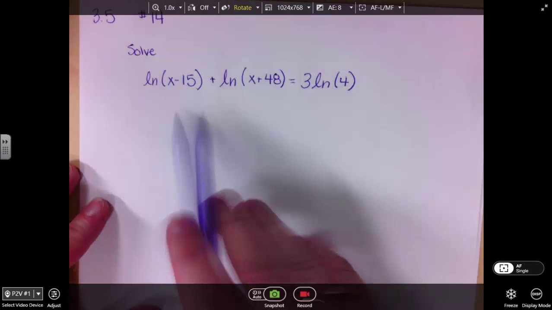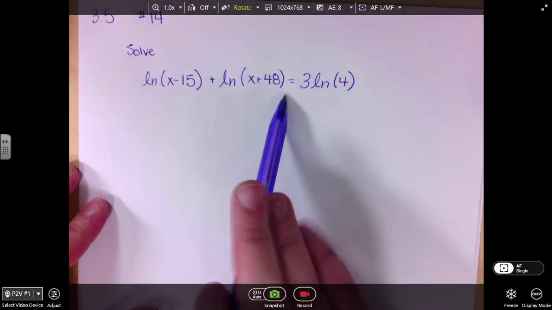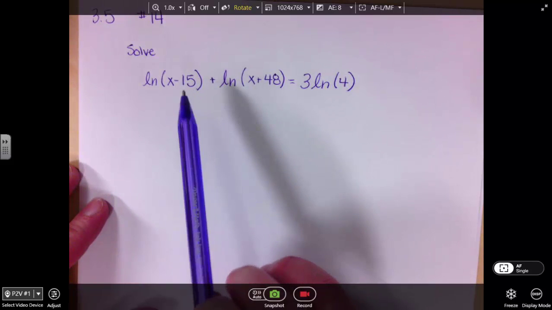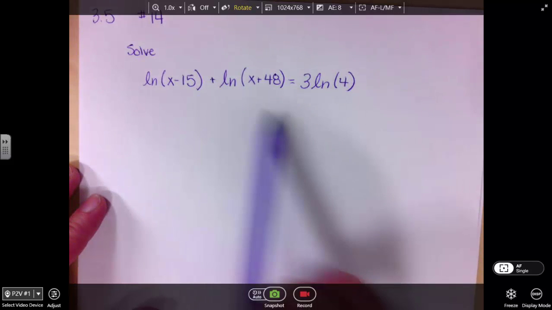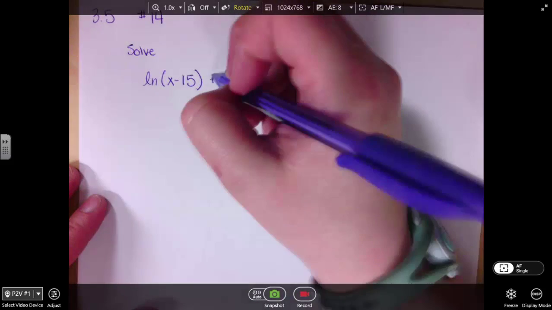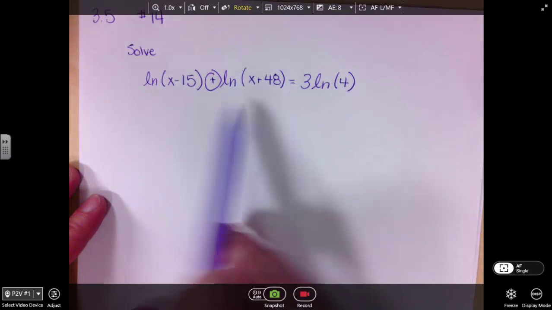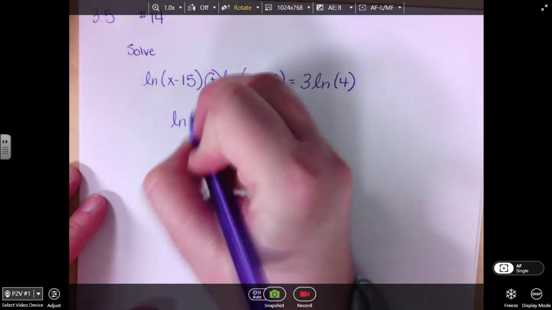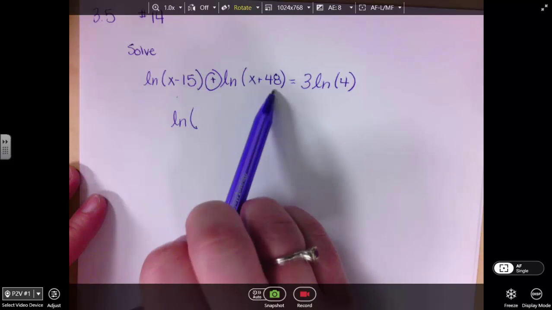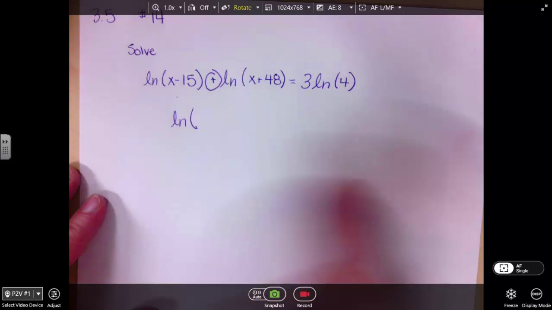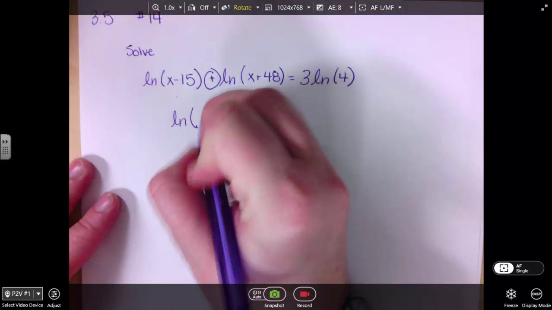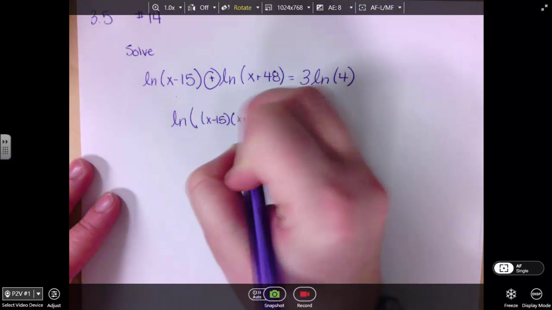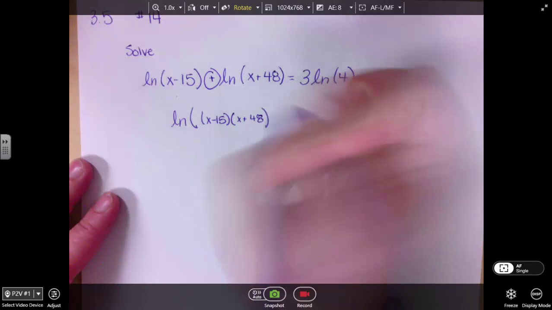So we have to think, is there a way we can combine these two natural logs? Well, we have a bunch of properties of logs, 3 to be exact. We have the product, the power, and the quotient, which says we can actually combine different things. Since it's an addition of two natural logs, we can combine those together as one natural log. And then the insides, just like we would with exponents, we would multiply. So it'd be x minus 15 times x plus 48 inside one natural log.